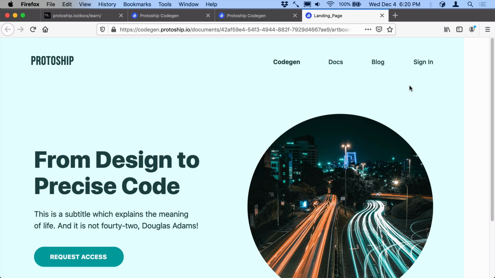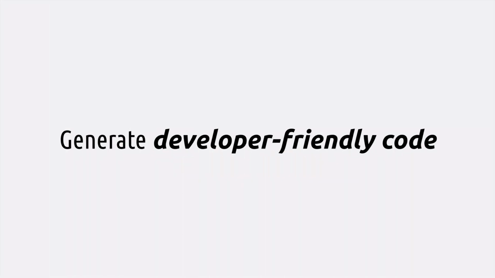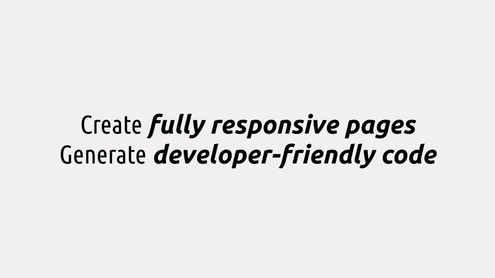And this is only the first step. If all you need is a non-responsive website in a fixed-width canvas, then this would have been enough. But with Codegen, you can create fully responsive pages that work across mobiles, tablets, and large desktops. It will also generate high-quality code that a developer can welcome into their code base. We'll learn how to do exactly that over the next couple of videos. So let's get started.